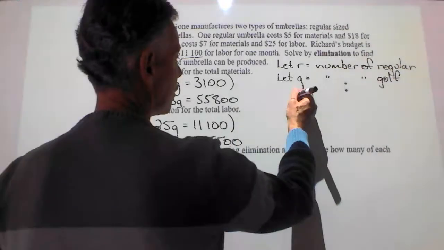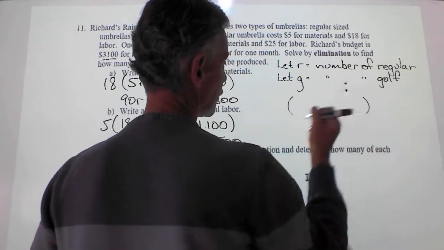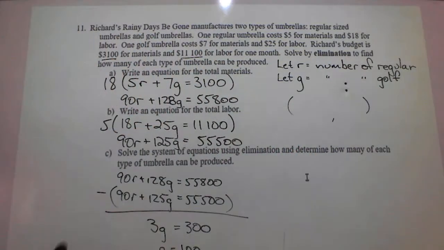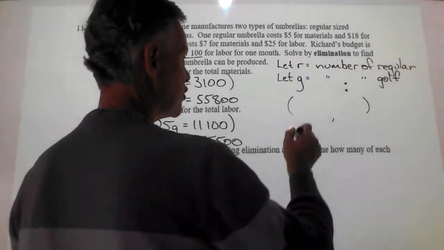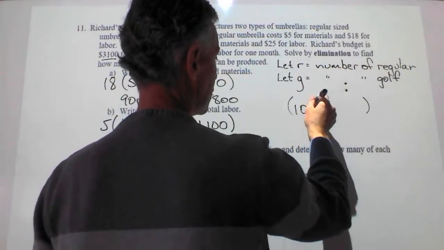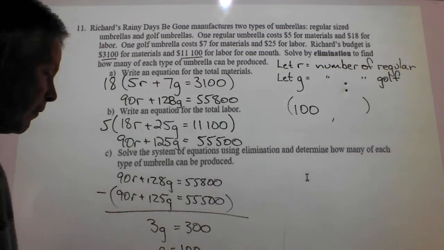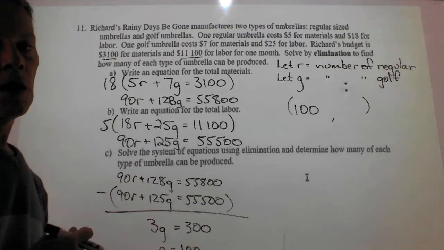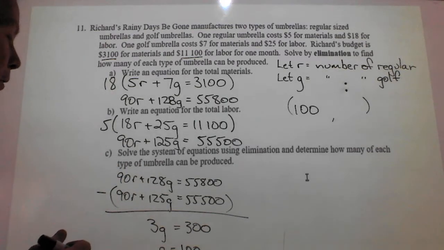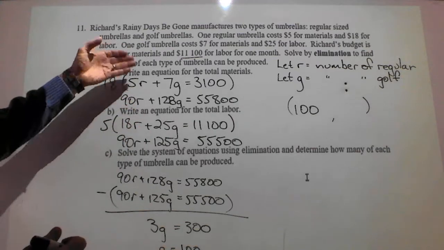Okay? So our solution, and again, we'll just place them alphabetically because it doesn't really matter which is our X and our Y. Our G value is 100. Last step, solve for our R value. How many regular umbrellas? Plug your G value into either equation.